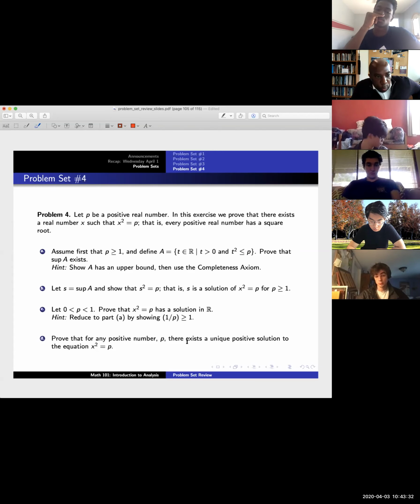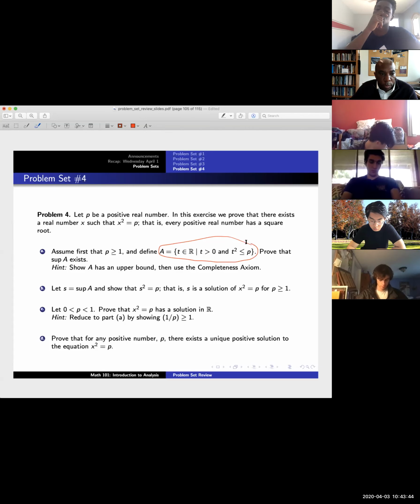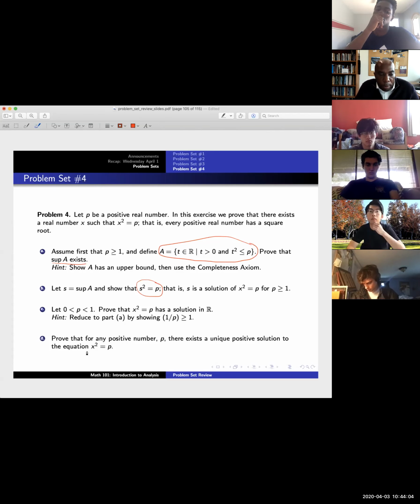Problem number 4. This is one of the ones that there were some questions on, but we didn't actually discuss them in detail in class. So here, this says, take a look at this set. And you want to show that the supremum exists, but more importantly, the supremum is the square root of p. I do want to skim over part B. I'm not going to worry about the other parts because we did those in detail in class. But I want to skim over a little bit behind parts A and B for this one.